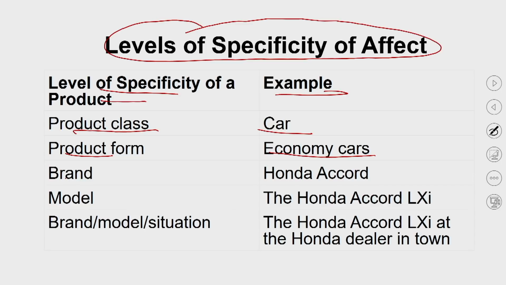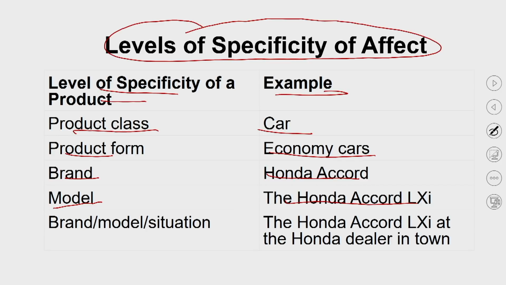Or in terms of brand, so you might feel good about cars, but if it is Honda Accord, you might not feel good, or you might feel good about Honda Accord. You can also have an effect for the particular model. For example, Honda Accord LXi. I don't like Honda. I do like Honda Accord. I do like the car. I do like economy cars, but I do not like Honda LXi. I like, say, VXi or some other brand.